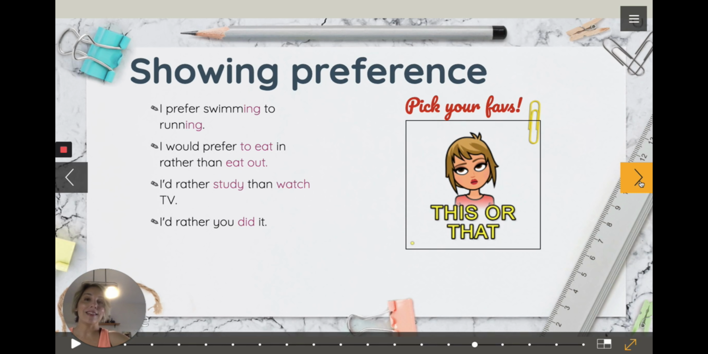Okay, and this is a very common function in your dialogues, which is how to show your preference. What things do you prefer doing? So for example, I prefer swimming to running, okay? Or I would prefer to eat in rather than eat out. I would rather study than watch TV. Or I would rather you did it. Okay, if you're not too sure how to use would rather, would prefer, or prefer, make sure that you watch one of my latest videos about preferences. There I explain the use of the three structures.